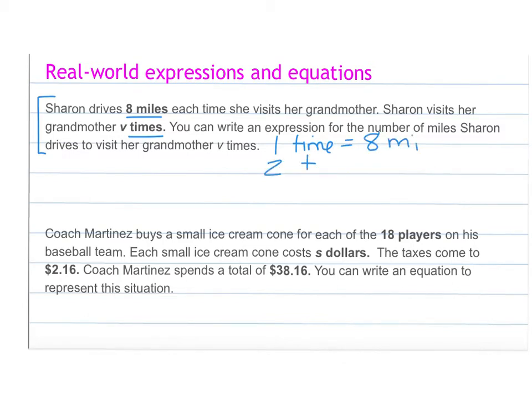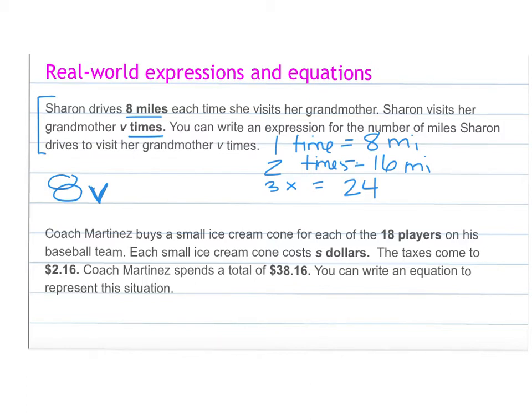If she goes 2 times, we know that she's going to go 16 miles because it's 8 miles each time. 3 times would be 16 plus 8, which is 24. So we can see a pattern here that every time she goes, it's being multiplied by 8 miles. So we can write this as 8V, and V is the number of times she visits her grandmother.